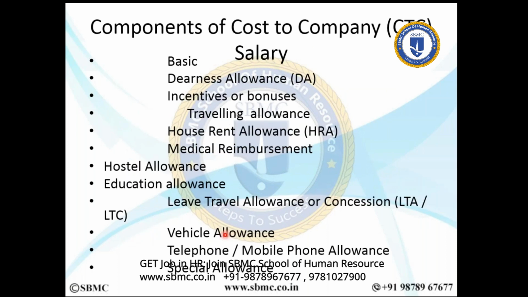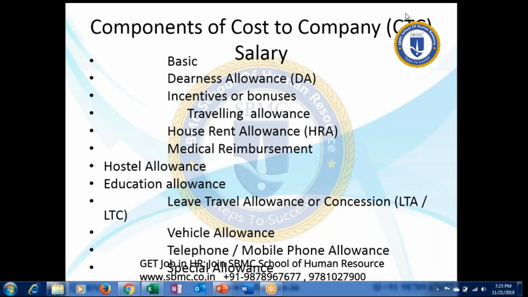These are certain kinds of benefits, the cost to company components: basic salary, DA allowance, incentives, travel allowance, HRA, medical reimbursement, hostel allowance, education allowance, leave travel concession, vehicle allowance.